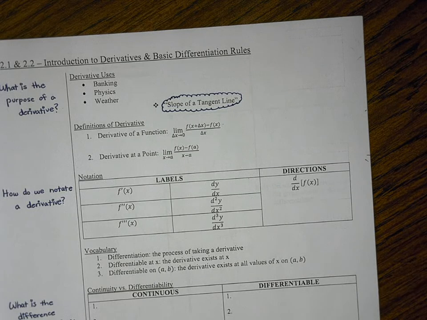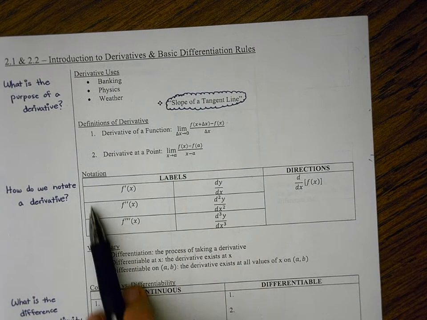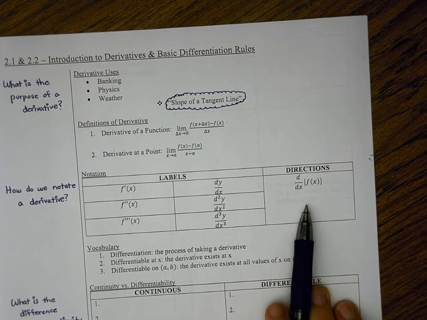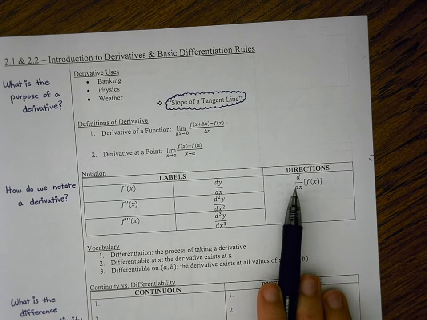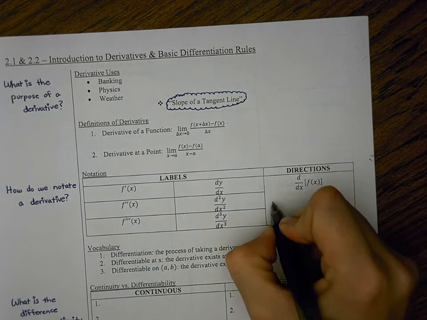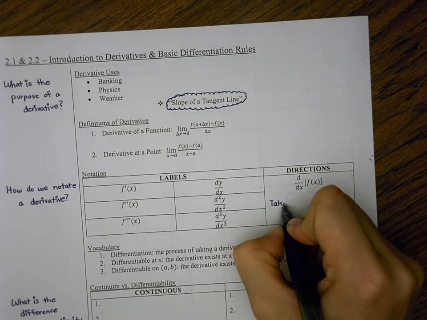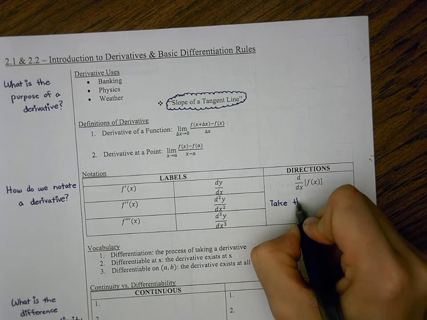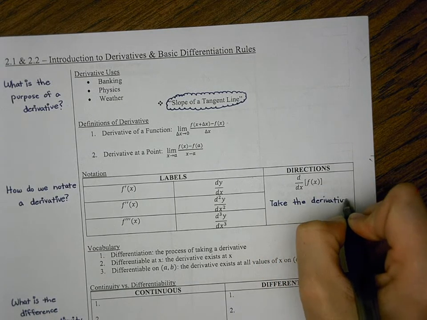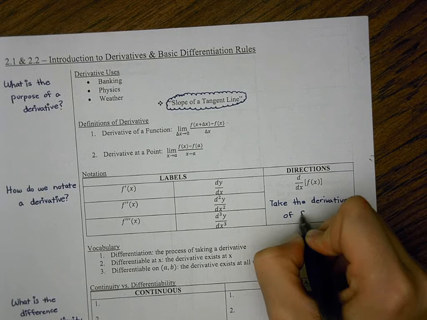Okay? And I do always like making sure that we contrast it. These are the labels of your function. This over here is a direction. This is telling you to take the derivative of f of x. And so when you see this written, it isn't a label, it's a direction. Take the derivative of f of x.